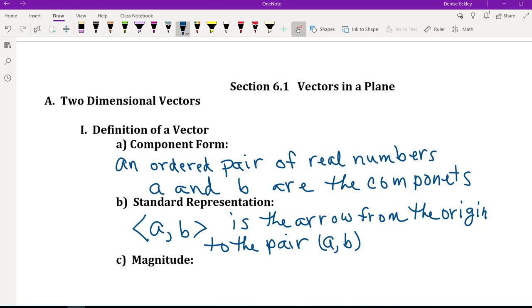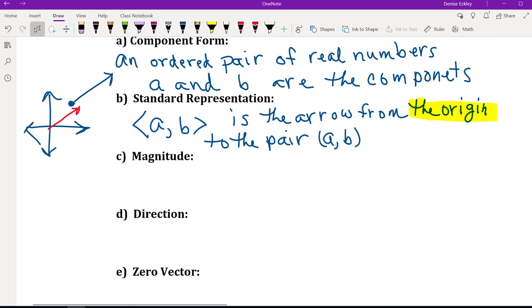Now in our book, vectors are always represented from the origin, but they don't have to be. But the nice thing is you can take a vector, and let me draw one here real quick. You can take a vector in the coordinate plane, like let's say here to here, and you can move it as long as you don't change its direction and length, and it's still the same vector. So our book goes ahead and just says it's from the origin, which is fine.